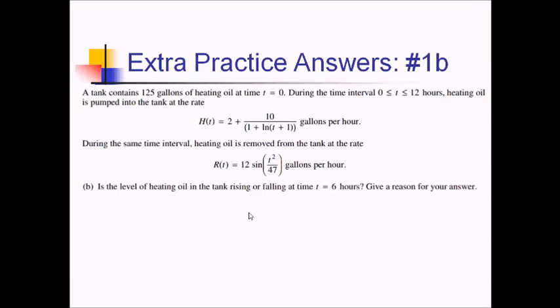For part B of this problem, we want to know if the level of heating oil in the tank is rising or falling at time 6. So to make my life easier on this and the rest of the problem, I'm going to define a new function, L of t, as the level of heating oil. And then I can define the derivative of this, the rate of change of heating oil, as the rate in minus the rate out, h of t minus r of t. And now I can use this whenever I need to. Now would be a good time, because if I want to know if the level of heating oil is rising or falling, I need to know the value of L prime of 6.